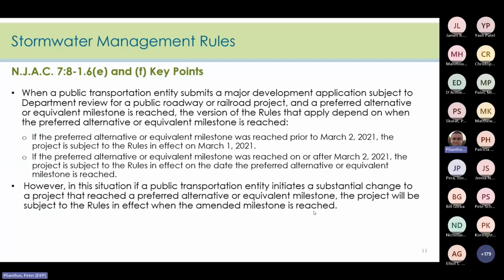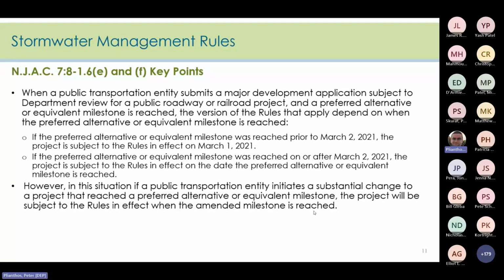When a public transportation entity submits a major development application subject to department review for a public roadway or railroad project, and a preferred alternative or equivalent milestone is reached, the version of the rules that apply depend on when the preferred alternative or equivalent milestone is reached. If the preferred alternative or equivalent milestone was reached prior to March 2nd, 2021, the project is subject to the rules in effect on March 1st, 2021.